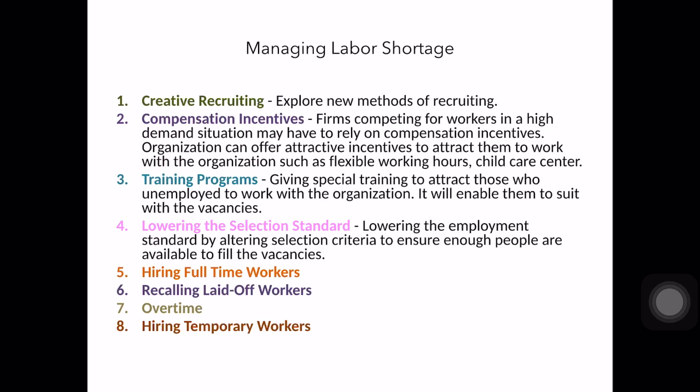ataupun level dia degree dia turunkan kepada diploma level. So itu kita kata dengan lowering the selection standard. Next, you hiring full time worker. So basically hiring full time worker ni mungkin contoh ini adalah pekerja-pekerja kontrak. Yang contoh kontrak dia 1 tahun, dah habis 1 tahun dia renew kontrak. So daripada dia buat kontrak-kontrak by year ataupun kontrak secara tahunan kan, setiap 1 tahun expire, setiap satu tahun expired, so dia terus serap. So jadilah permanent. So nombor 5 ni kita kata hiring full time workers.